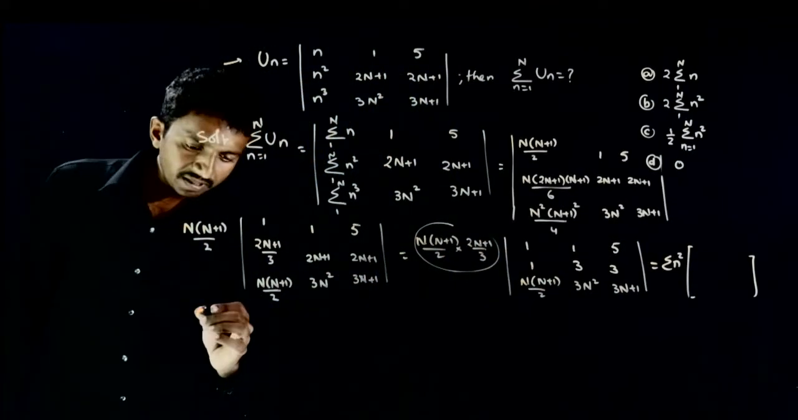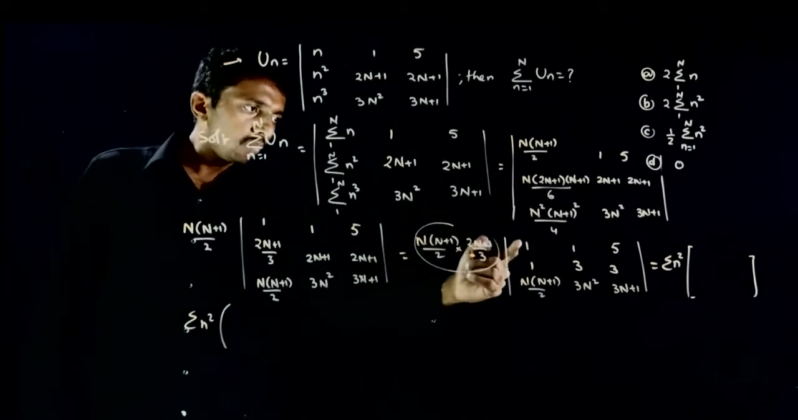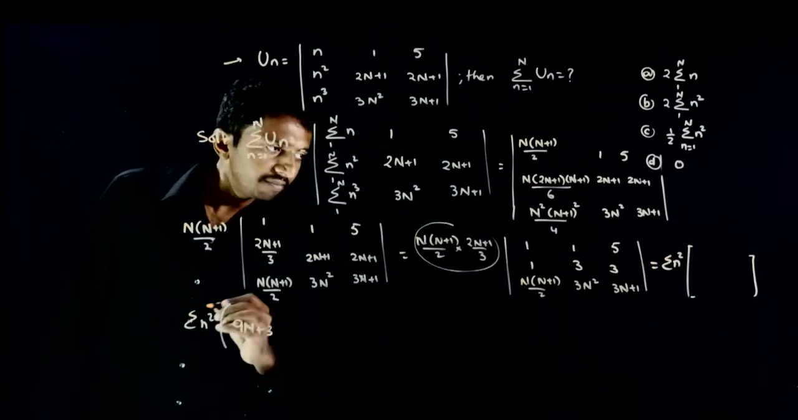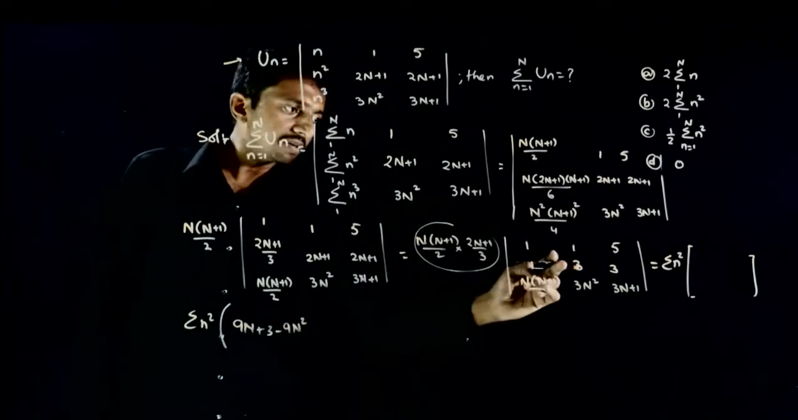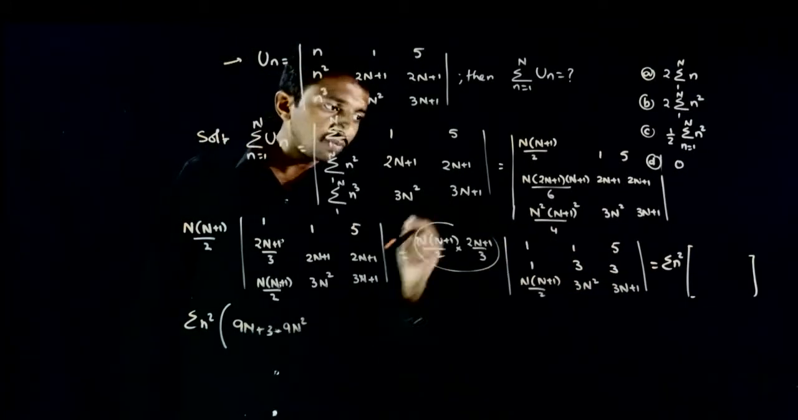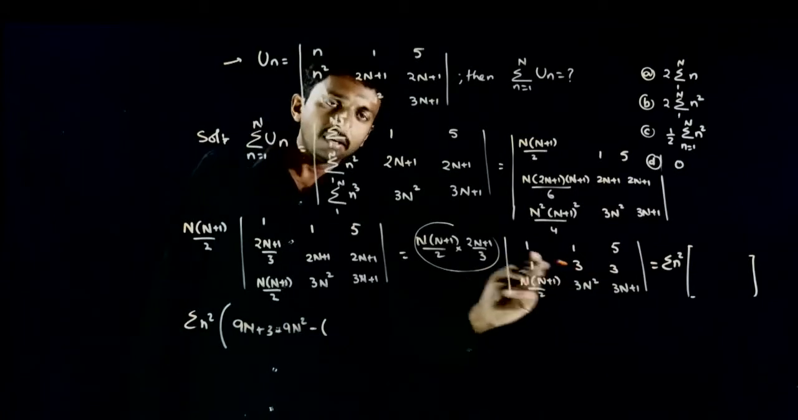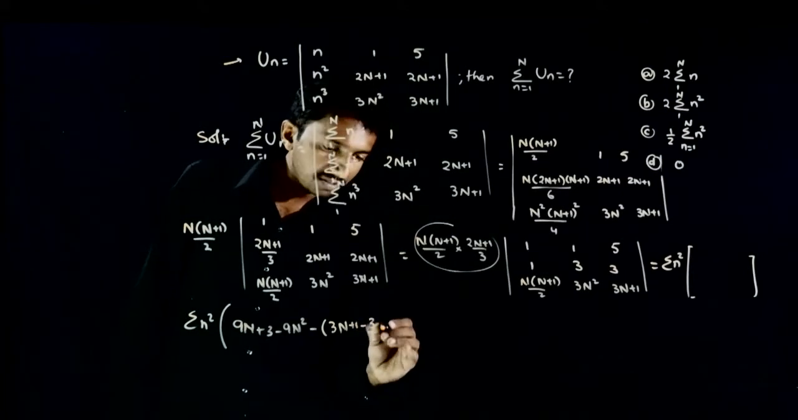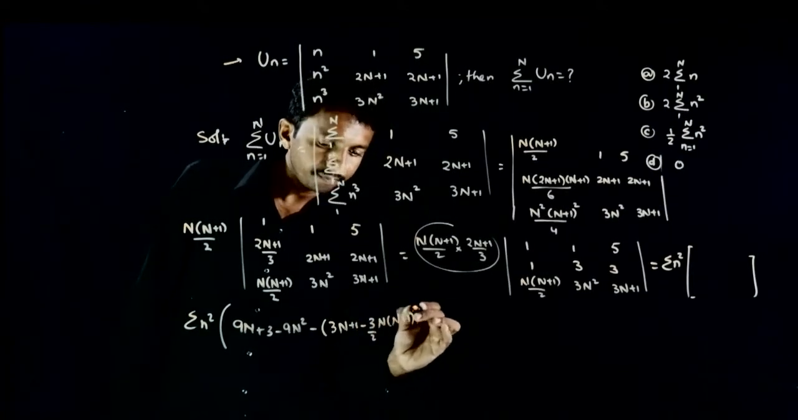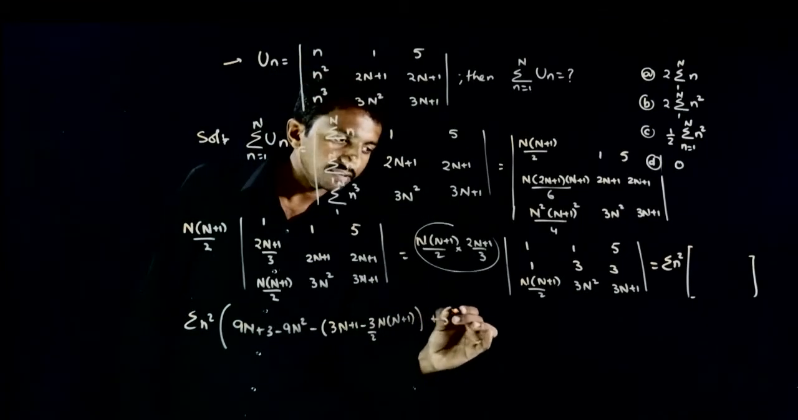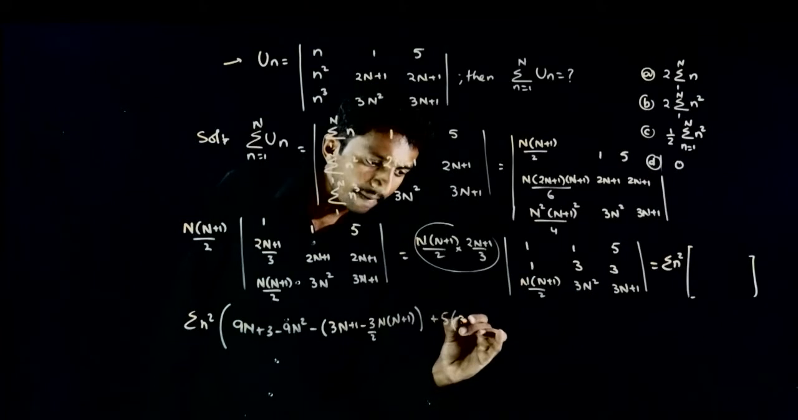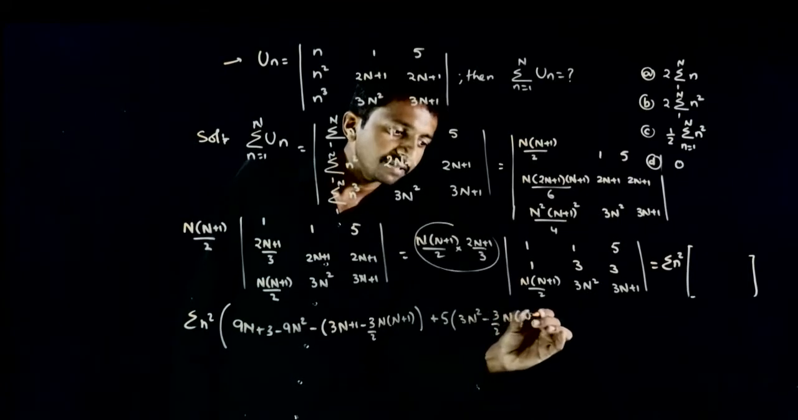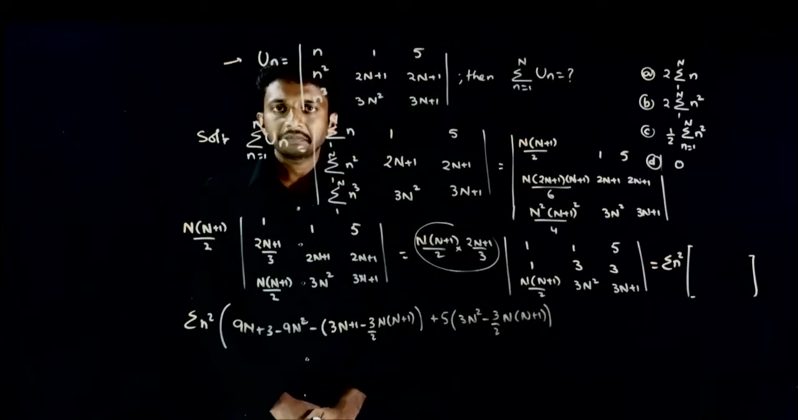So आपको क्या आएगा? देखिए, sigma n square into. So if you expand this, 1 into 3 into 3n plus 1, that is 9n plus 3 minus 9n square. Say 9n plus 3 minus 9n square minus 1 into, so minus of 3n plus 1, 3n plus 1 minus 3 by 2 times n into n plus 1 plus 5 times 3n square minus of 3 by 2 into n plus 1. So that is the expansion of this term.